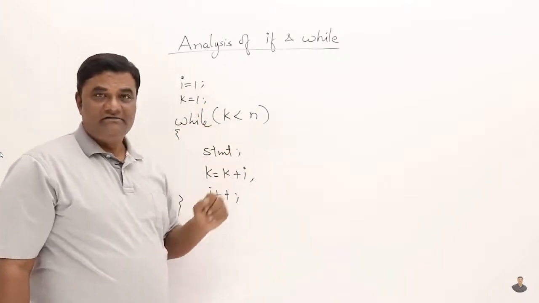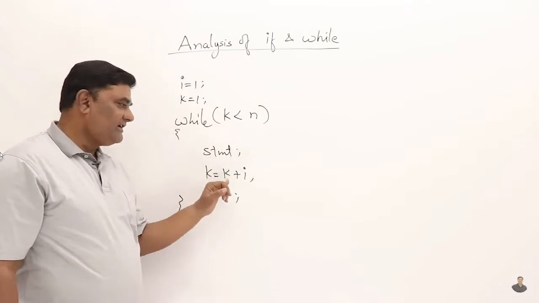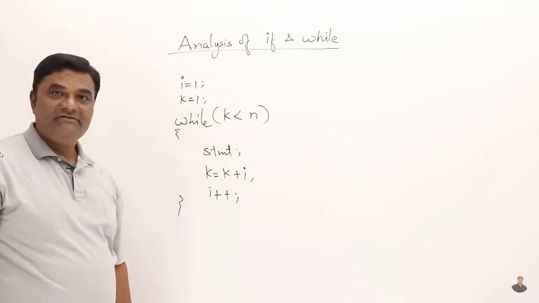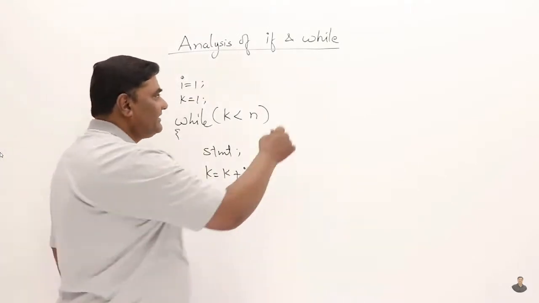The condition is k less than n. And here, what is k? k is 1, and k is getting updated by adding i every time, and i is incrementing every time. So I don't know how many times it's going to execute. Let us trace this one.